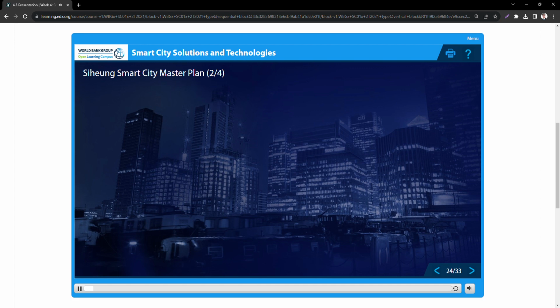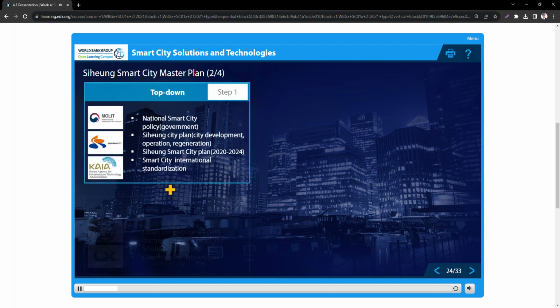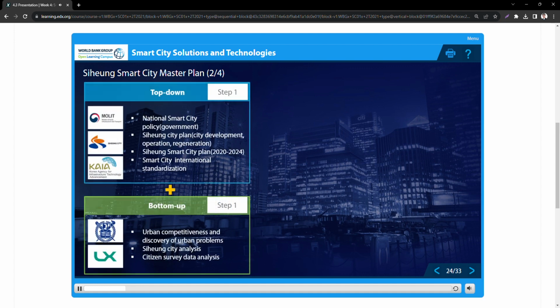Seiyun is underway to establish a smart city master plan by 2040. The master plan is based on top-down and bottom-up analysis. At first, the master plan permitted to analyze national smart city policies and Seiyun City Plan, which includes city development, operation, and regeneration components. It also reviewed the smart city's international standards.